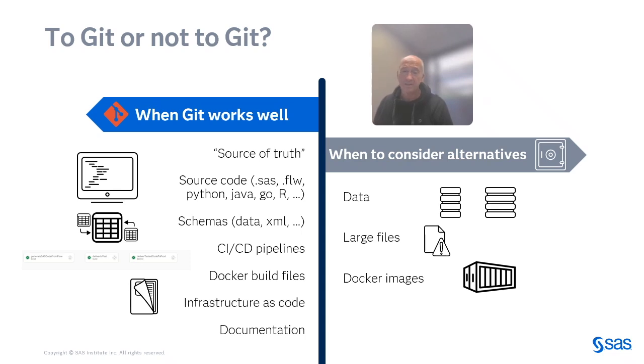Docker images, they are derived artifacts, so they don't need to be in Git. You can always build them again based on Docker build files. And although Docker images need some kind of version management, the way they're used, you may have different versions of it that may be needed. But there are other repositories for that purpose, container registries. So use that instead.